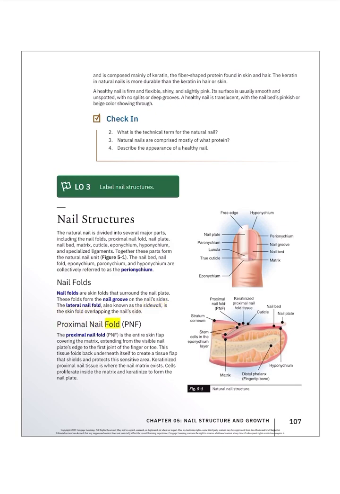Proximal nail fold, PNF. The proximal nail fold, PNF, is the entire skin flap covering the matrix, extending from the visible nail plate's edge to the first joint of the finger or toe. This tissue folds back underneath itself to create a tissue flap that shields and protects this sensitive area. Keratinized proximal nail tissue is where the nail matrix exists. Cells proliferate inside the matrix and keratinize to form the nail plate.